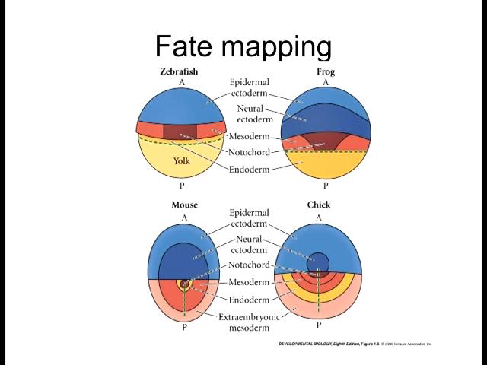So these are some of the organisms we use when studying vertebrate development. Notice they all have different what we call fate maps. So what is a fate map? Well, a fate map is these areas haven't actually become the germ layers yet, but we've shown by following these cells that this portion of the embryo will contribute and eventually become the ectoderm germ layer. This region will eventually become the mesoderm, and this region will eventually become the endoderm.